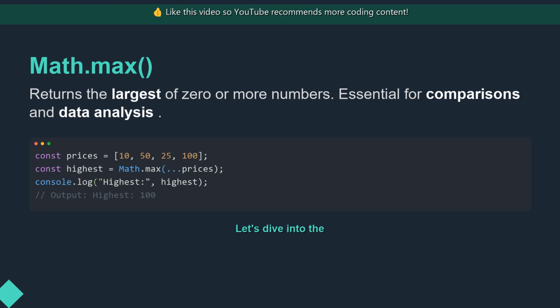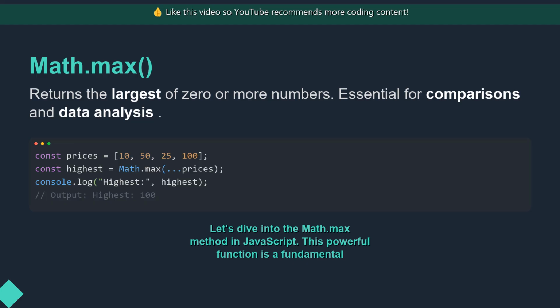Let's dive into the Math.max method in JavaScript. This powerful function is a fundamental tool for finding the highest value in a dataset. Developers rely on it constantly when dealing with numbers, statistics, or determining limits. Math.max accepts 0 or more numeric arguments and returns the largest one.